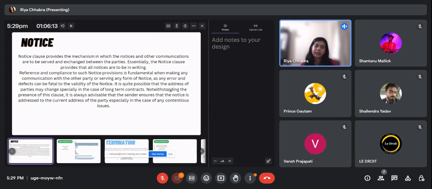Yes, and why do you think it is important to mention this clause in a contract? To communicate. What type of conversation do I have to send a notice to the other party? Like in case of any delay or any problems that occur from either party, in that situation we have to serve notice. Yes, you're correct. Anyone else would like to add?